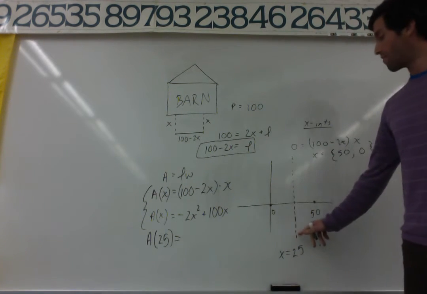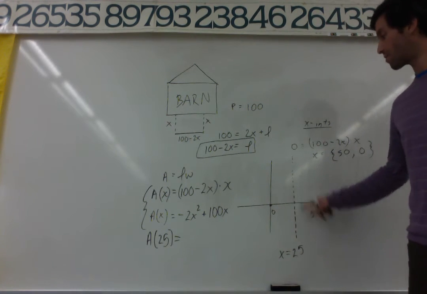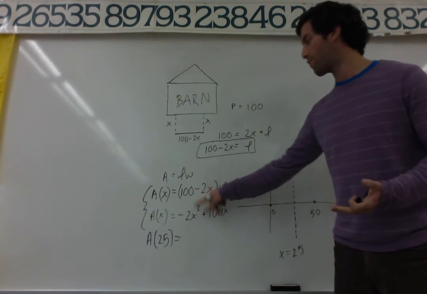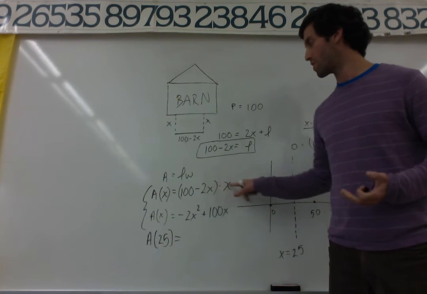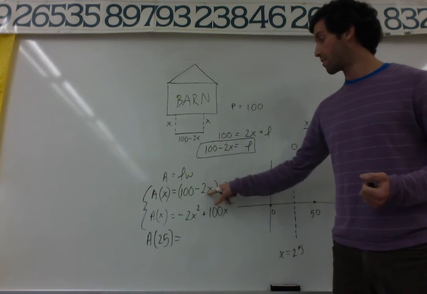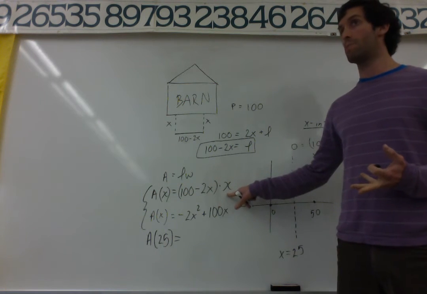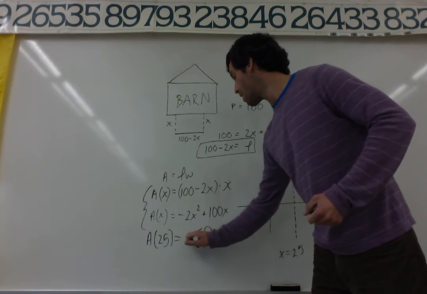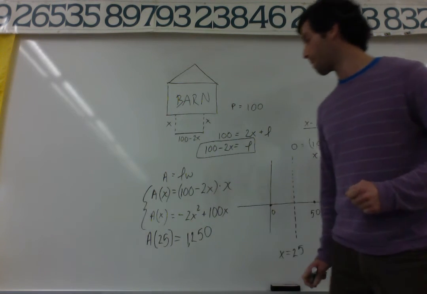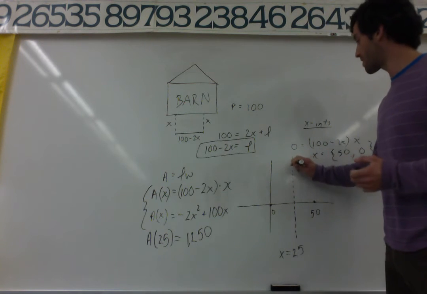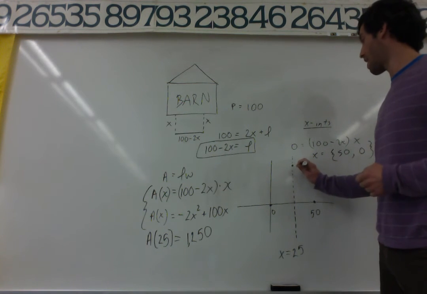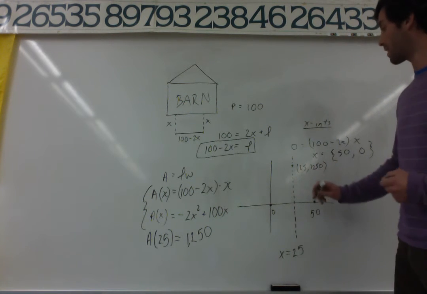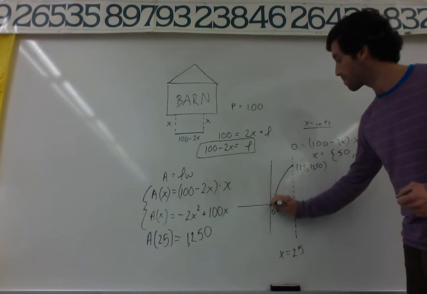Plug in 25, which is the line of symmetry, for x, because the vertex happens somewhere along that vertical line, into either form, and let's use this form. 100 minus 50, right, times 25 is going to be 1250. So 1,250, where x is 25. Let's say that's somewhere up here. We don't know the scale, but we can make a scale. That point there is (25, 1250). So the graph goes like this.